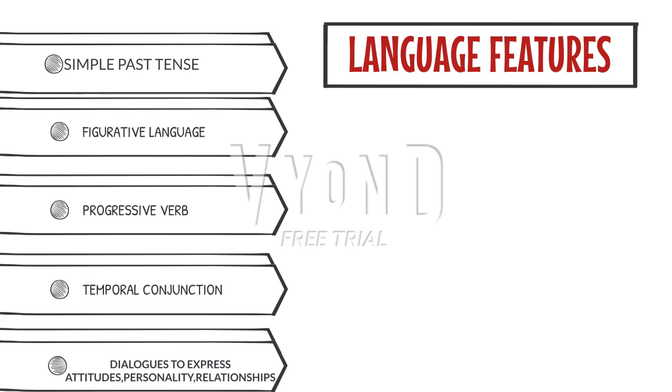Then, figurative language and also progressive verbs. In narrative text, we tell a series of events. That's why figurative language and progressive verbs are used. It also uses temporal conjunctions because each sentence or paragraph continues from the other, so there must be a connection between those paragraphs and sentences. It also uses dialogues to express attitudes and personality.